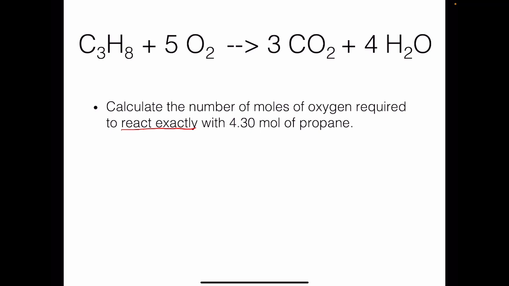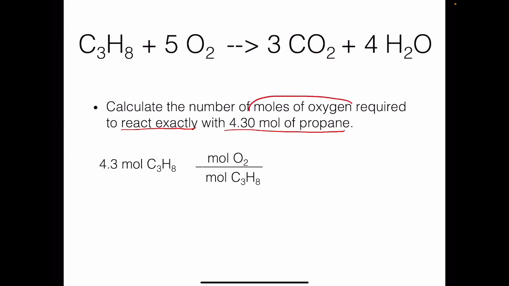So we start this the same way we would any problem with the given piece of information. So our given piece of information is 4.3 moles of propane. We're going to draw our line. On the bottom, you're going to put moles of propane. On the top, you're going to put moles of O2. Notice you were asked to calculate moles of oxygen. Because I have moles of oxygen and moles of propane in the same balanced equation, I can use their coefficients to convert from one to another.